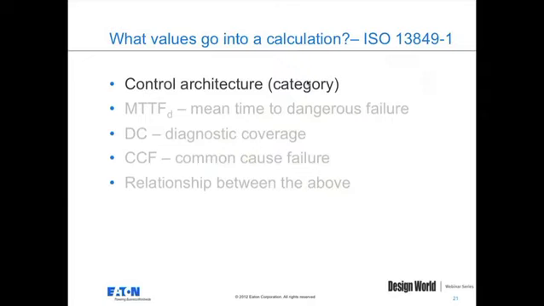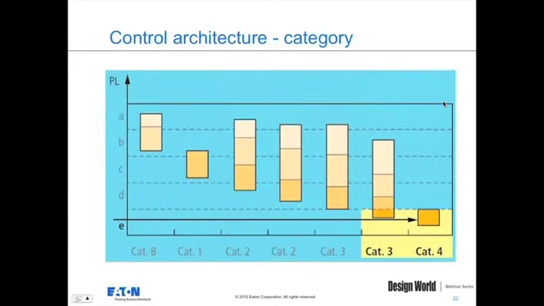So, control architecture: first and probably the most important part of achieving a 13849 application. Here's a chart so you can see visually the different performance levels required on the left side, A, B, C, D, or E, and what category you need to achieve those different performance levels. Let's say, for example, we had an application that required performance level E. We can look over to the right and see that we need either a Category 3 or Category 4 control architecture. So we know right off the bat what control architectures are available to us.